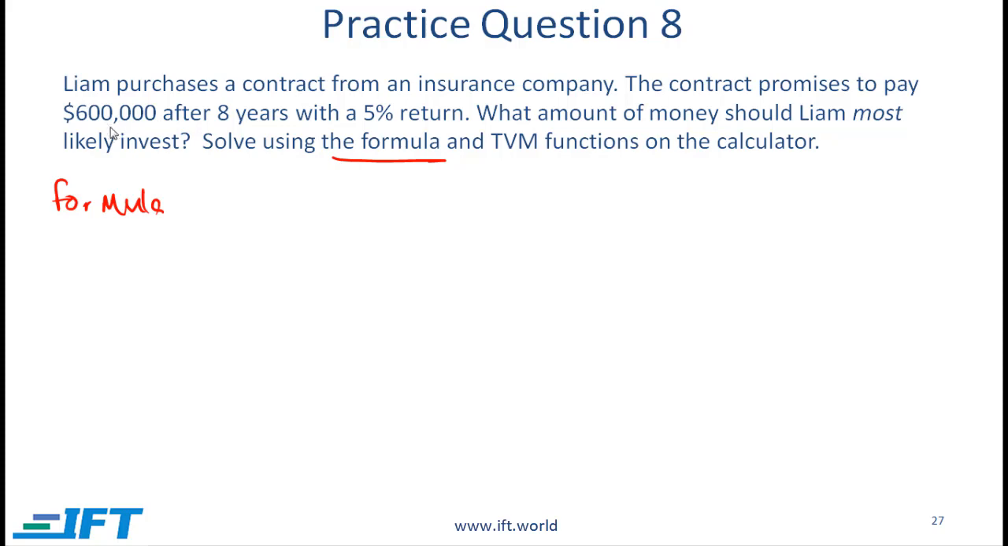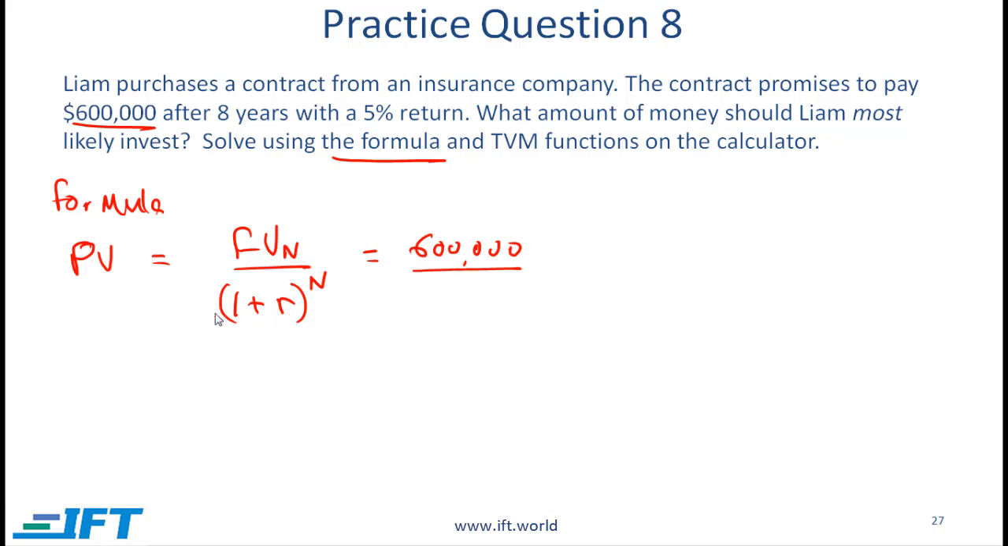The contract will pay 600,000 after 8 years. So that's the future value. The present value is equal to the future value divided by 1 plus r to the power of n. And if we plug in, the future value is 600,000 divided by 1 plus r.